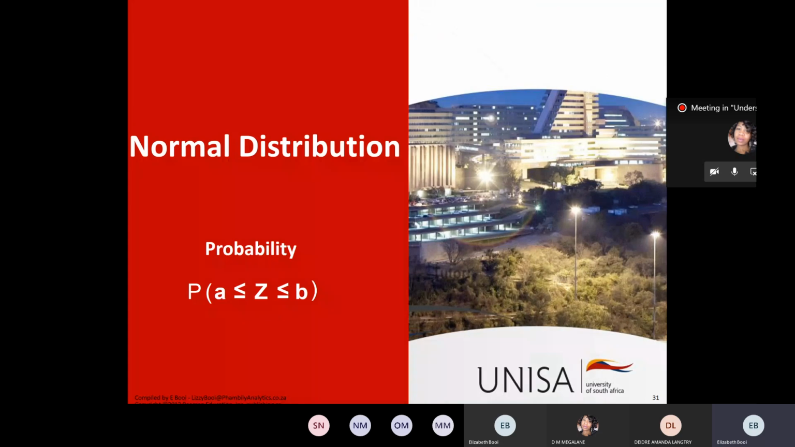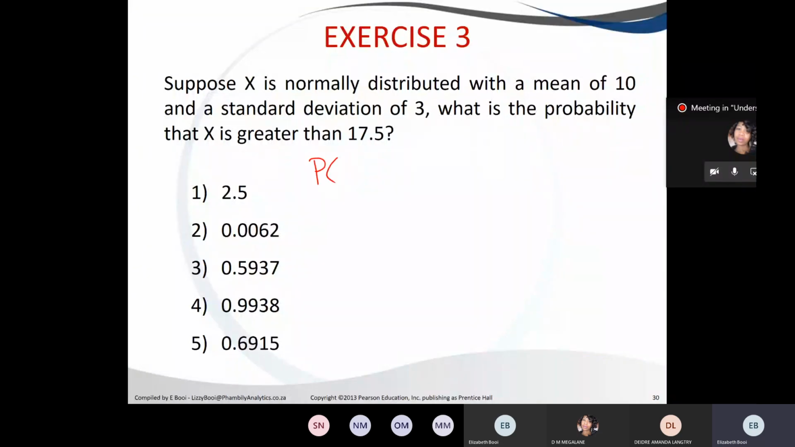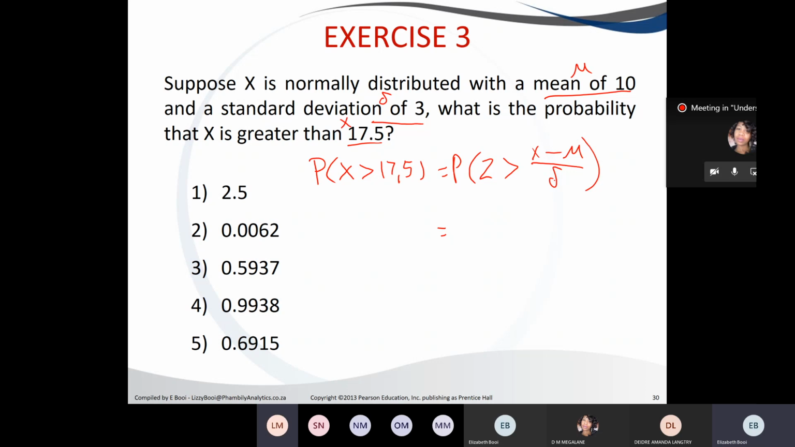Okay, so we're going to find the probability that X is greater than 17.5. Therefore, we're going to find the probability that Z is greater than X minus the mean divided by the standard deviation, where our mean is 10 and our standard deviation is 3. Our X is 17.5. So we can substitute: Z greater than 17.5 minus 10, divided by the standard deviation of 3.